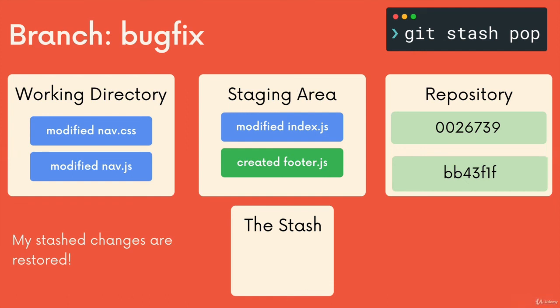I'm going to demonstrate this in the next video, but those 2 commands, git stash and git stash pop, go hand in hand. Git stash puts stuff in the stash, git stash pop removes the most recent thing from the stash.